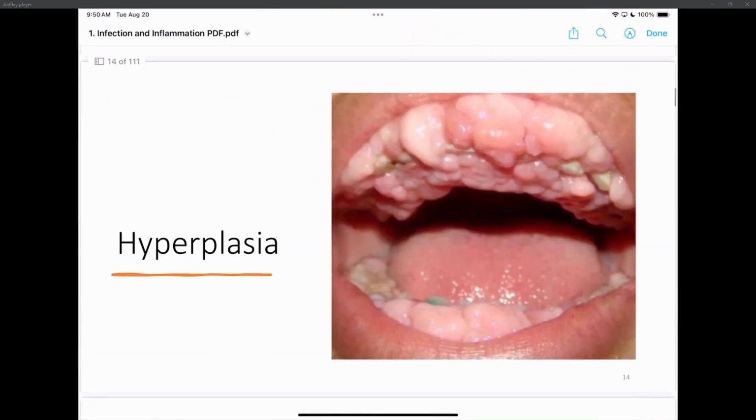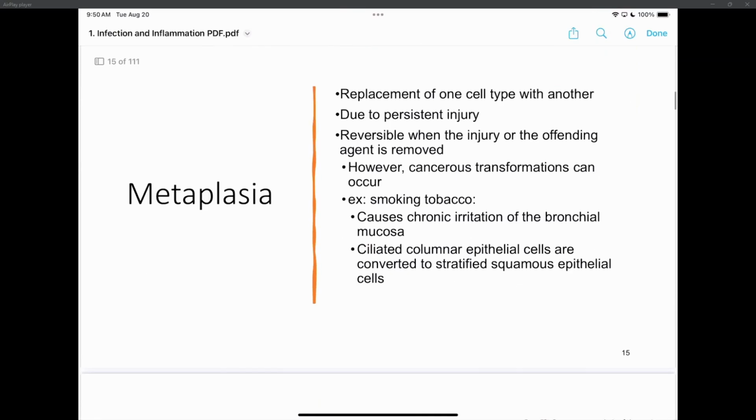Okay, so this is an example of hyperplasia. This is gingival hyperplasia. There are some conditions you'll read about later on that with certain antibiotics can cause gingival hyperplasia. So that's overgrowth of cells, too many cell growth, lots of numbers of cells.